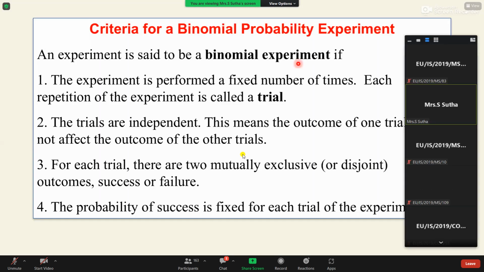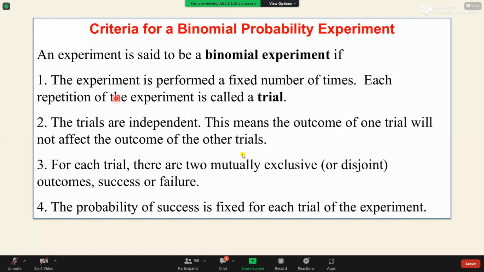So if we want to say a particular random experiment is a binomial experiment, what are the characteristics we have to look at? The experiment can be repeated several times, right? We are able to repeat the same experiment several times. But when we repeat this experiment, it should be independent, right? So the performance of one experiment does not affect the performance of the second repetition, right? So the repetitions are named as trials.